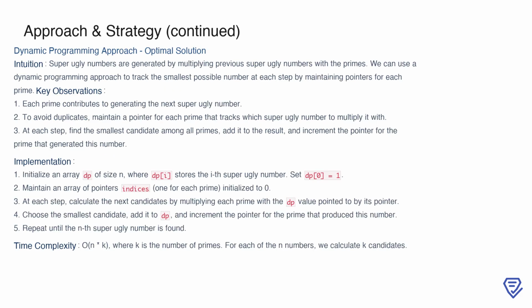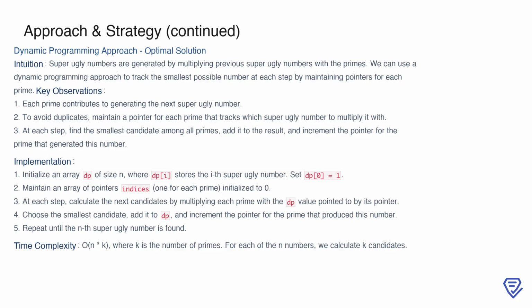The dynamic programming approach offers the most efficient solution for this problem. The key idea is to directly generate the next super ugly number by leveraging the structure of the primes in previously computed numbers. We maintain an array of pointers, one for each prime, which tracks the current multiplier for generating new candidates. At each step, we calculate the smallest candidate by multiplying each prime with the super ugly number indicated by its pointer. This candidate becomes the next super ugly number, and we increment the pointer for the prime that produced it. Using this method, we avoid sorting and duplicate removal entirely.